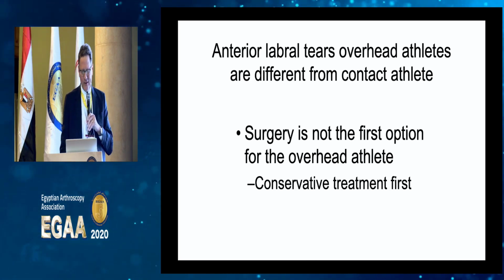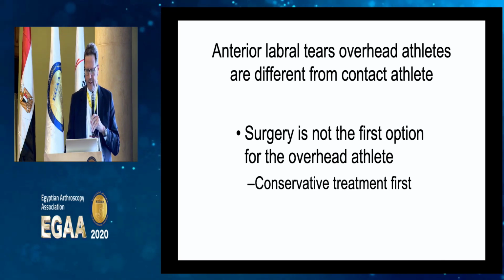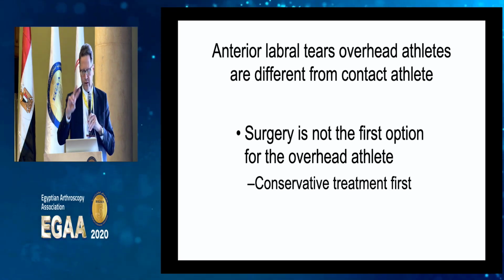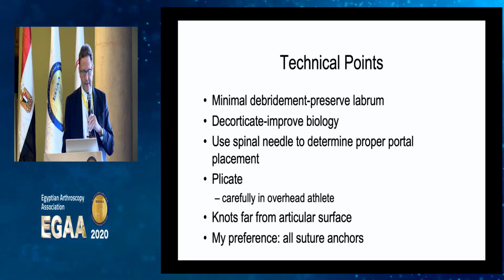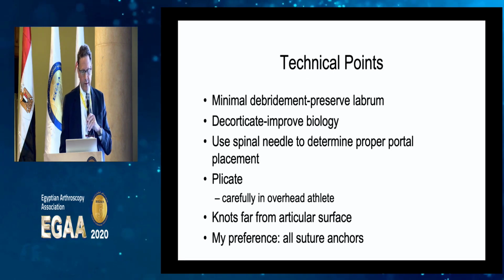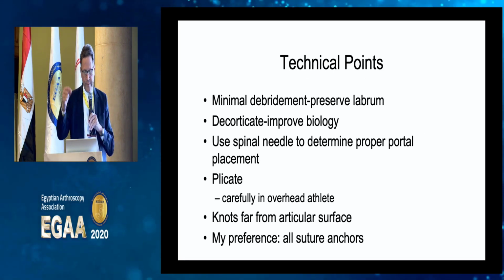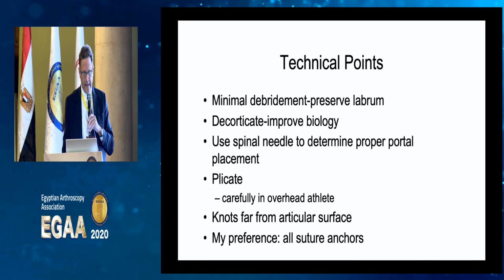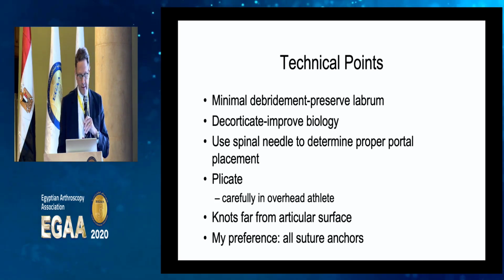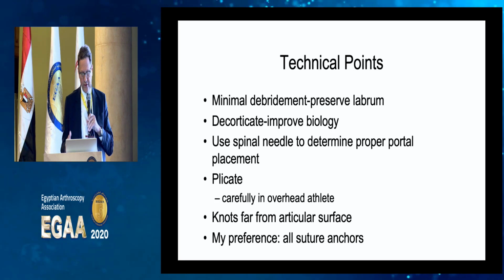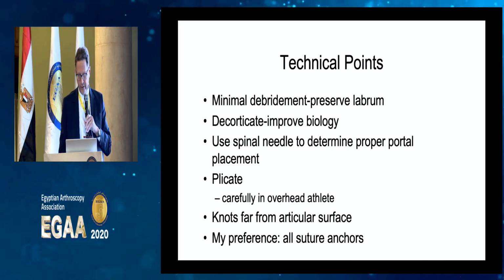It's a little early, but anterior labral tears are different in contact athletes and overhead athletes. They're 2 different animals, and surgery is not the first option in overhead athletes. You must try conservative treatment first because labrum tears are pretty common in overhead athletes. Debride and preserve the labrum, improve the biology by decorticating, use a spinal needle, plicate, but not too much in an overhead athlete. Keep the knots away from the surface. And I'm currently using all suture anchors. I don't know if that's a perfect anchor, but they're small. I don't use the triple loaded, anything like that, just simple single loaded anchors.